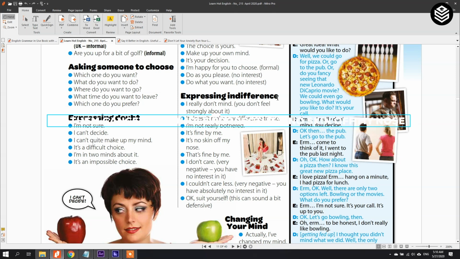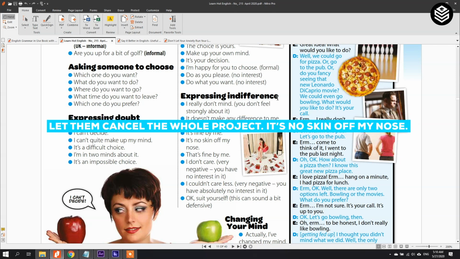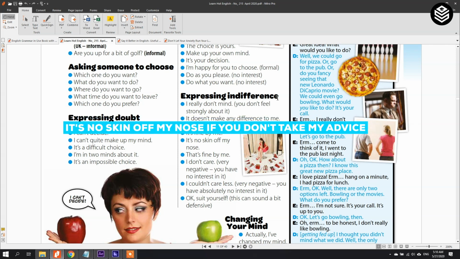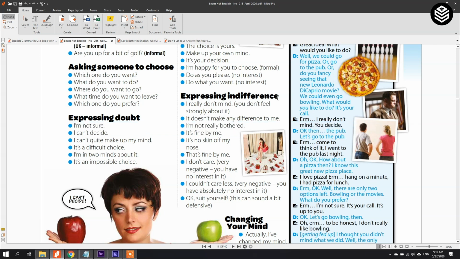It has the exact meaning of I am not really bothered. Okay, it's no skin off my nose. The next, that's fine by me, or else it's fine by me.